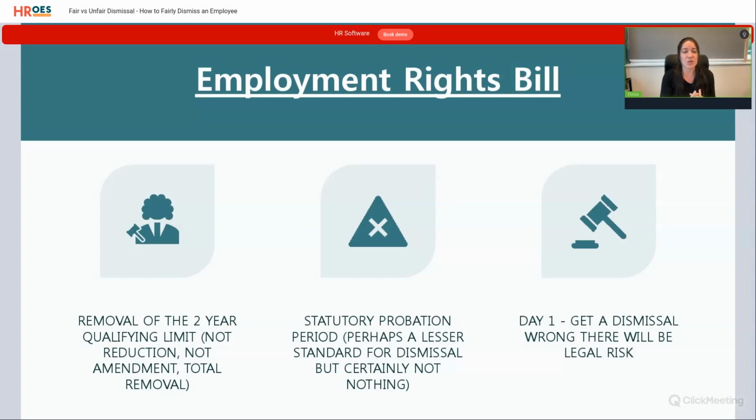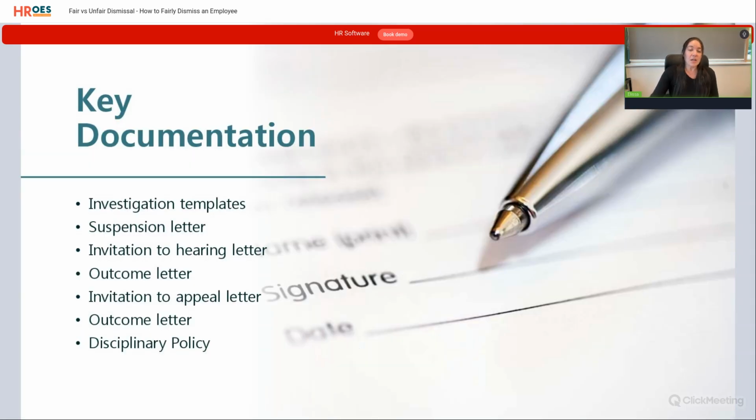So we've talked about the removal of the 2-year qualifying limit, and that we may be looking at a statutory probation or initial period, but again, we're not clear on what that necessarily means. So from day one, if we get a dismissal wrong, there's potentially going to be legal risk. Now, key documentation, so a bit of a list here for you. Just to check at your end, do you have investigation templates to help people who are doing investigations? Do you have a suspension letter, your invitation to hearing letter, your outcome letter, invitation to appeal letter, your outcome for the appeal, and also your disciplinary policy? So making sure that you have a good, solid suite of documentation to rely on.